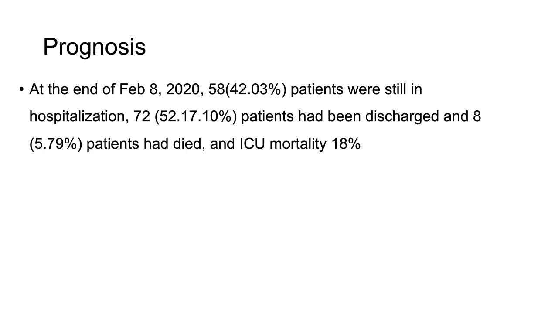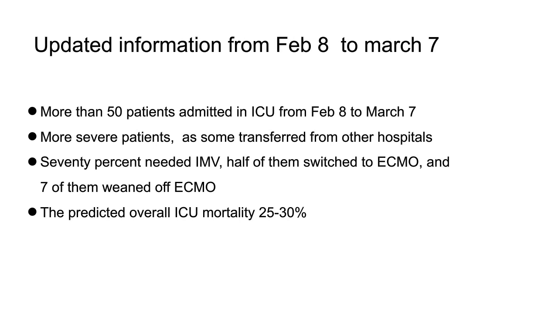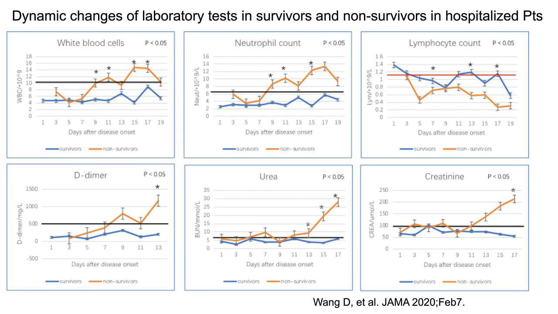And also, we observed which markers predicted the outcome for the patient. So here we compare the survivors and non-survivors. The non-survivors, marked with the red color, you can see with the complicated, persistent lymphopenia and higher diameter, higher urea, and higher creatinine.